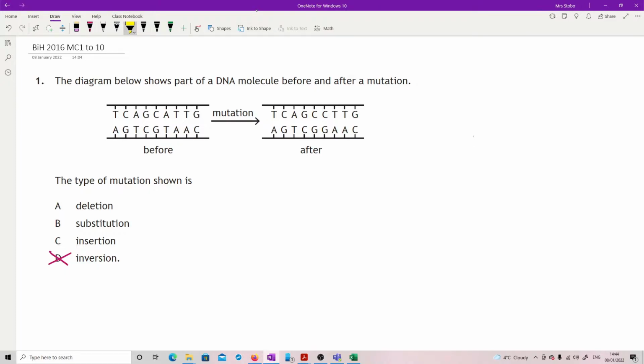Okay, and then you could work out what it is. So just start reading it and find the difference. It's like a spot the difference thing. There you go, there it is. Okay, that has been a substitution for a C for an E. It's not a deletion because we haven't removed anything. It's not an insertion, we haven't put anything in. Okay, that's it.